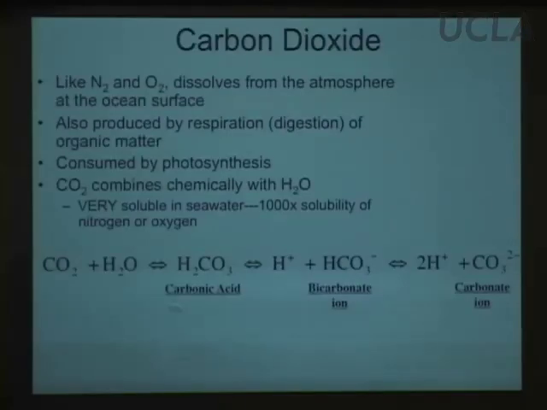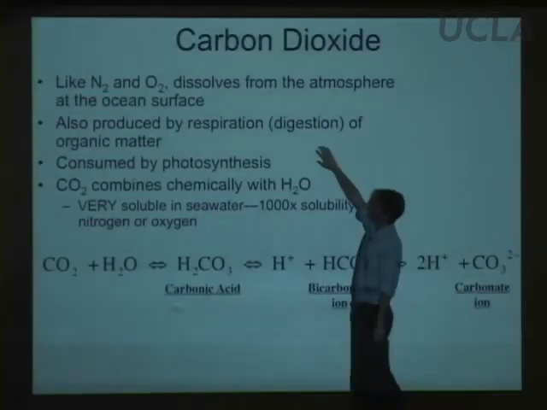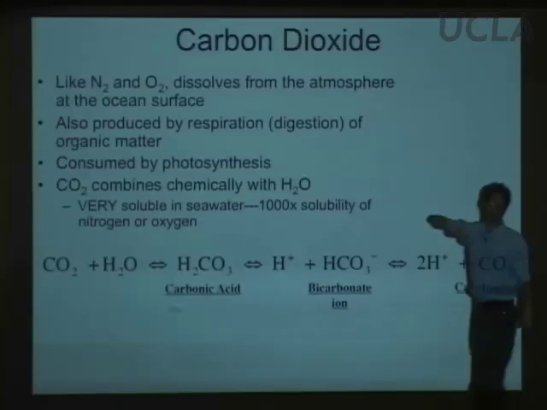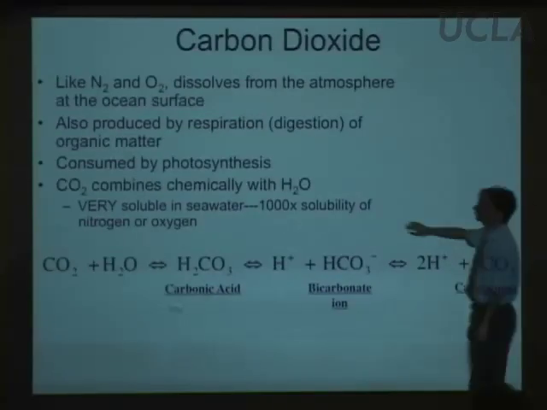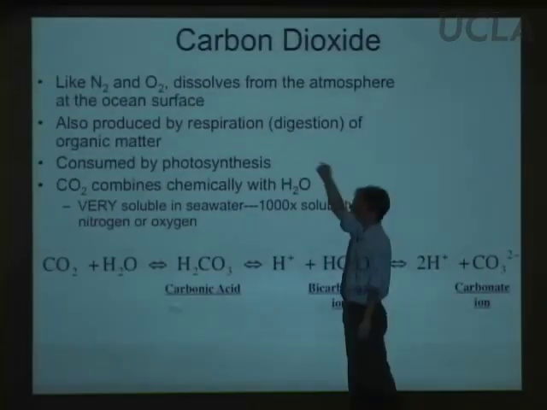It's also worth pointing out, by the way, that it can also be produced in the ocean by much the same process that caused oxygen to get lost from the ocean. So once you get below a few hundred meters in the ocean, typically CO2 abundances start to pop up at the same time that oxygen abundances are starting to decrease. CO2 is actually consumed by photosynthetic organisms like plants.